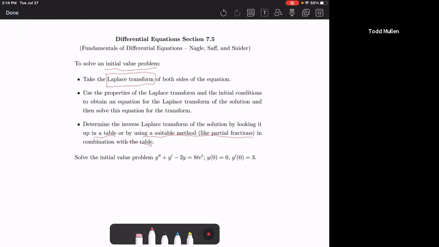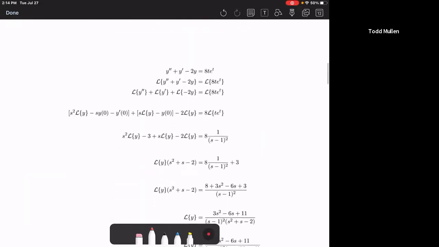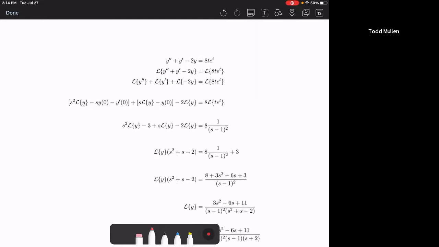So let's look at how this can be applied. We're going to look at the differential equation y double prime plus y prime minus 2y is equal to 8t e to the t. And this is an initial value problem. So we've been provided with a couple initial values. y of 0 equals 0 and y prime of 0 equals 3.